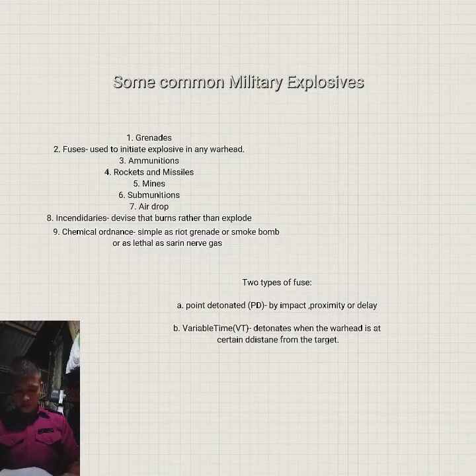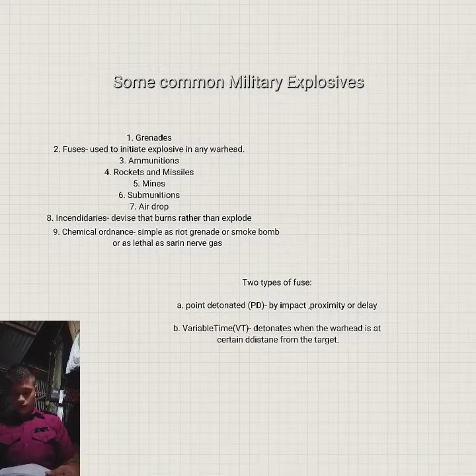Number 6 is submunitions. Number 7 is airdrop. Number 8 is incendiaries, a device that burns rather than explodes. Number 9 is chemical ordnance, as simple as a sarin grenade or smoke bomb, or as little as sarin nerve gas. These are typically gray with color bands. The best example of this is a smoke bomb or smoke grenade.